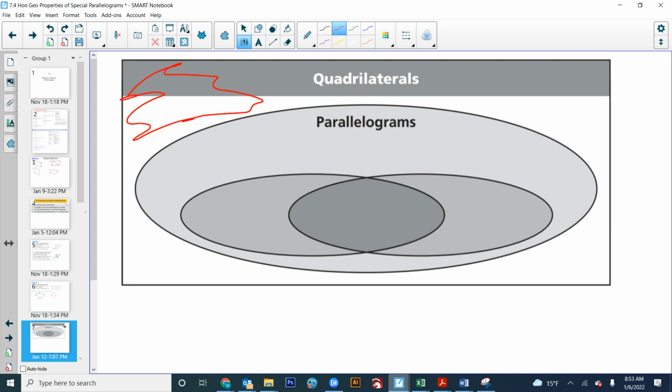Trapezoid, perfect. It doesn't have two sets of parallel sides, does it? One set of parallel sides. Good.